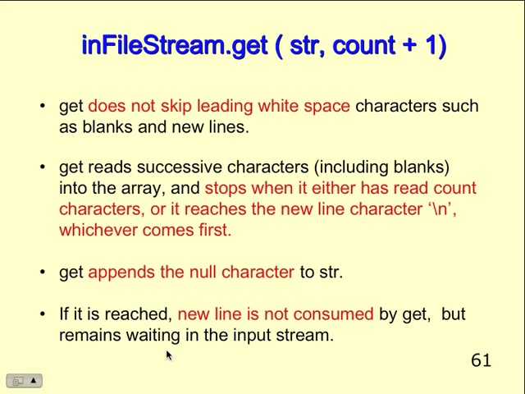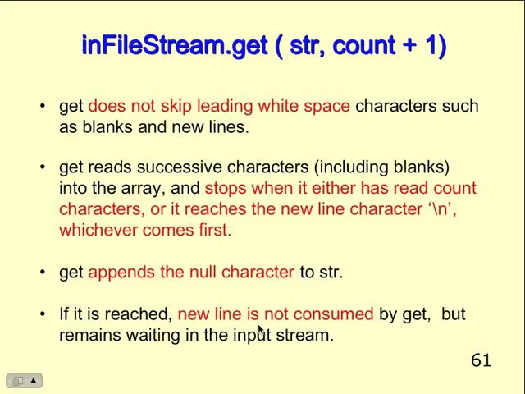So now we have an in-file stream.get. Same kind of concept with a string plus the count of it plus 1. So the get does not skip the leading white space. The characters such as blanks and new lines are actually not skipped. So get reads excessive characters, including the blanks, into the array and stops when it reaches the read count of the characters, or it reaches the new line character, whichever one comes first. So get appends the null character to the string automatically as well.